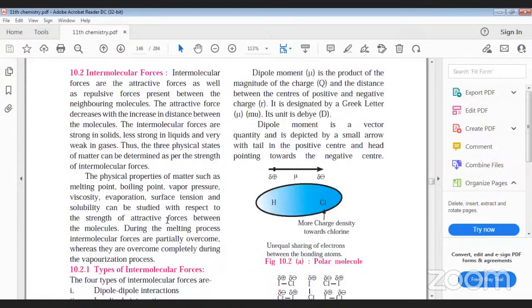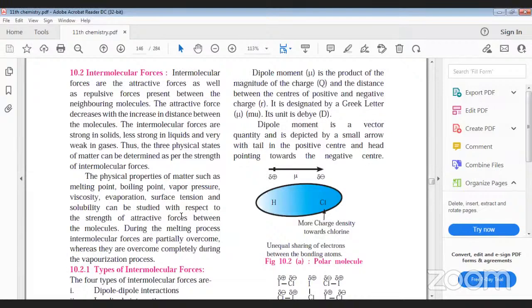Now, there are a few physical properties which depend upon these intermolecular forces of attraction. What are the physical properties we have studied? We have seen melting point, boiling point, vapor pressure of a liquid, viscosity of a liquid, then the rate of evaporation, and surface tension. So all these are certain physical properties of matter, and this can be well studied.